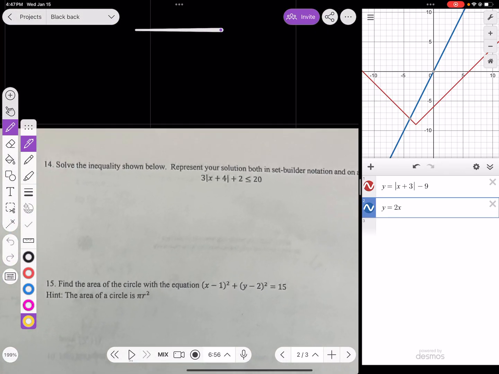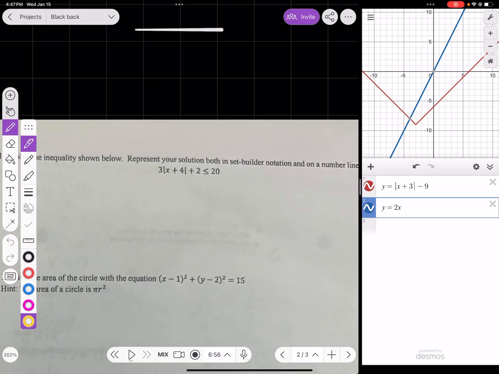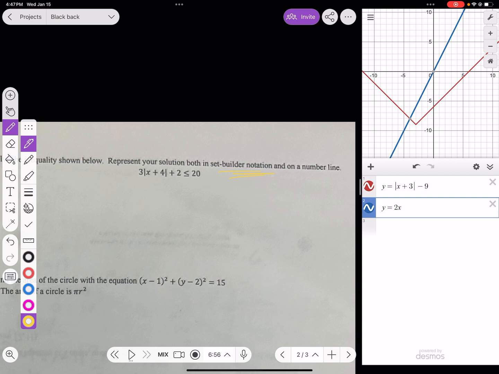Tough problem. Solve the inequalities shown below. Represent your solution both in set builder notation. Not sure what you guys are calling set builder notation, but I think it's this notation that you use, something like that. And on a number line.